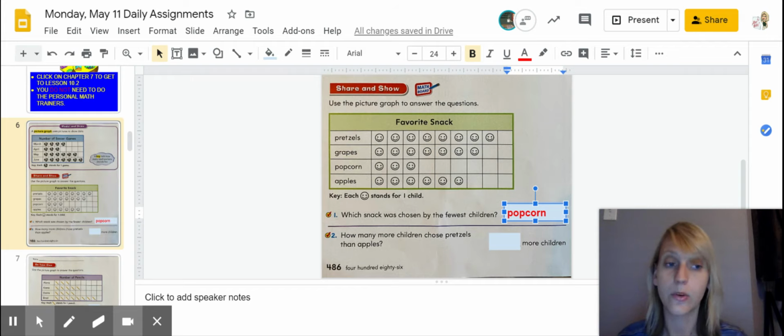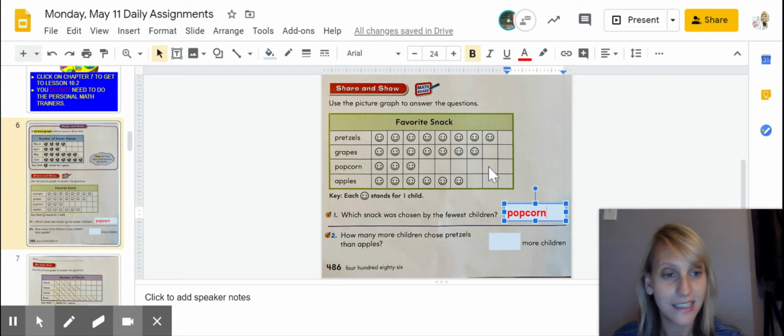We know that more chose pretzels than apples, and we can even see that in our chart right here, because these smiley faces are much greater than these smiley faces down here. If I'm looking right here, I can do 8 minus 6 in my head, because remember, when we're trying to find out how much more one has, that's the number that we're looking for. We're not looking for a total value. So don't get confused when it says the word more. You are actually subtracting here, guys. So 8 minus 6.